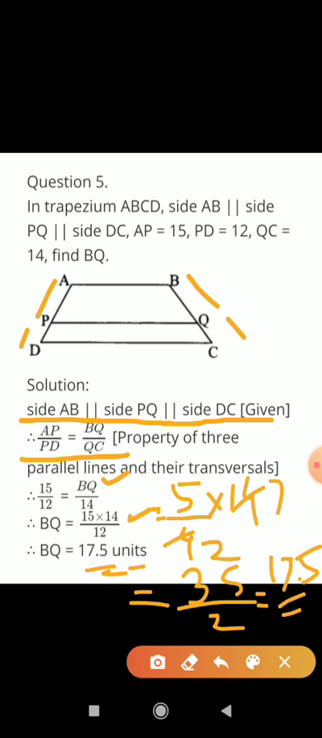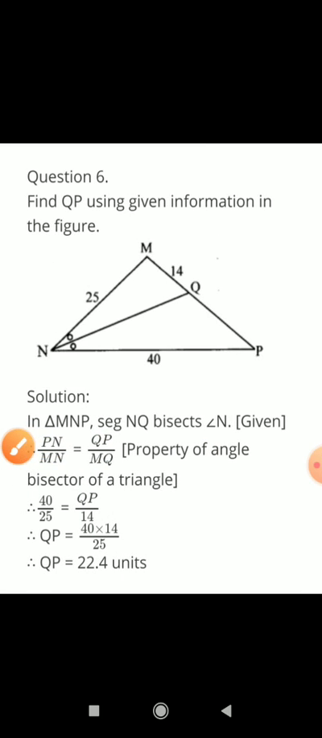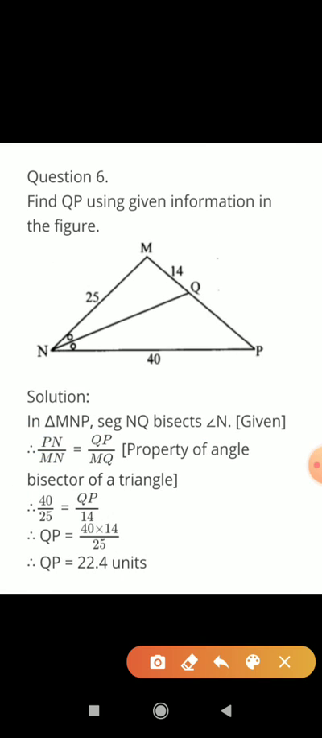Okay. So the simple question was three properties of three parallel lines and their transversal. Then question number 6. Find QP using the given information in the figure. Now when we see the figure, we can understand the formula or theorem.